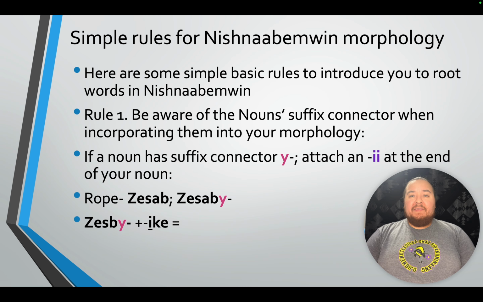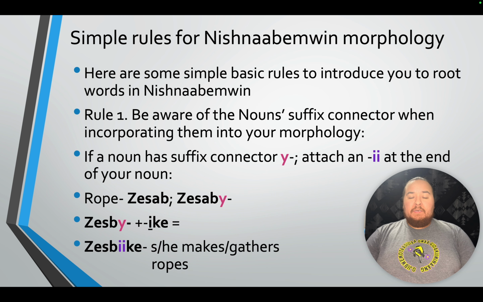So when we add the final ike, we're going to replace the Y and the I with a double I sound. So now we're left with zesbike, which means she or he makes or gathers ropes. Notice how we got rid of the Y and the I in ike to form ike.